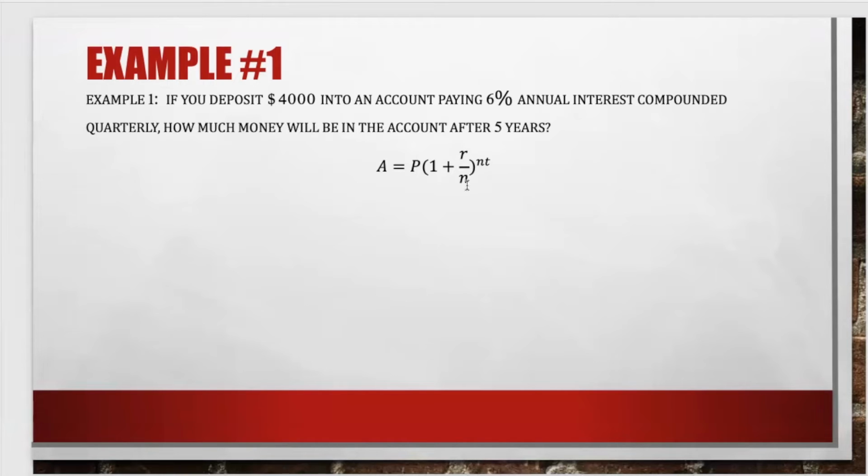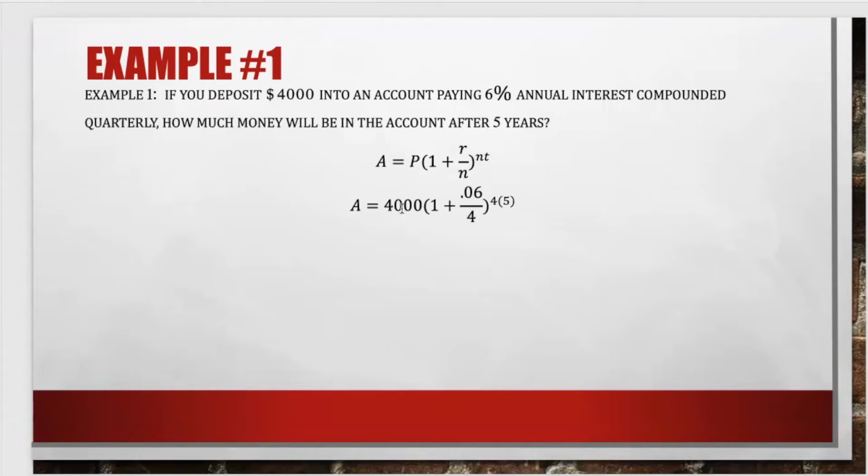First step, substitute all the numbers you have. Right now, principal is 4,000. The interest rate is 6%, but remember, you have to change it to a decimal, which means you move the decimal 2 places to the left. So that's 0.06 divided by 4. 4 is quarterly; remember, quarterly is 4 times a year. So divided by 4, and then in the exponent, it's 4 times the number of years, which is 5. Remember that the compounding number is going to be on there twice every single time.